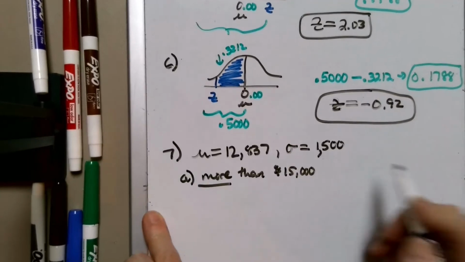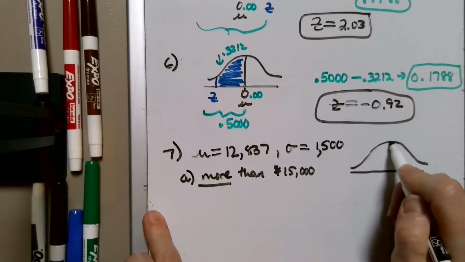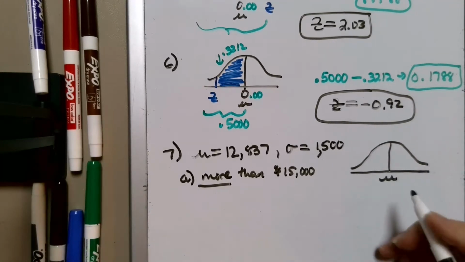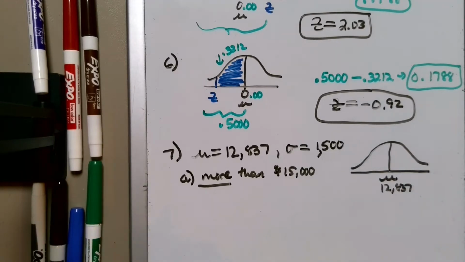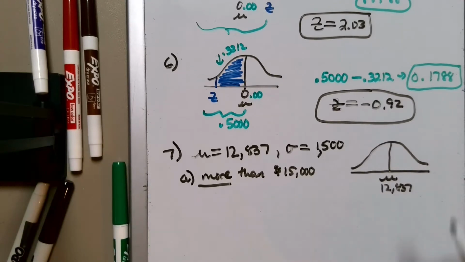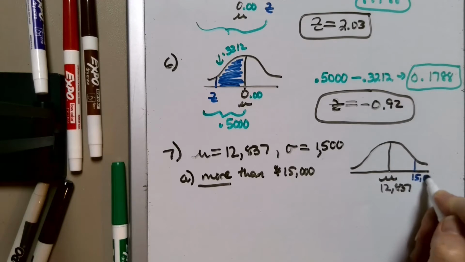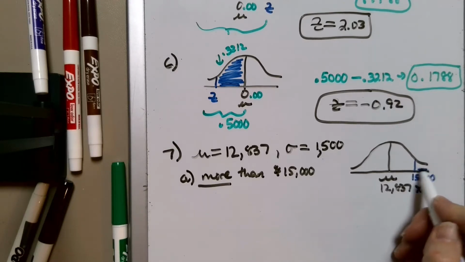Okay, so more than tells us where to shade. So we're going to start by drawing the picture because you always need to draw the picture so you know how to do the problem. So in the middle is the population mean mu of 12,837. And 15,000 is more than 12,837, so we are to the right of the mean, 15,000. That's our data value x. More than means we shade to the right. These are people that are paid the highest.